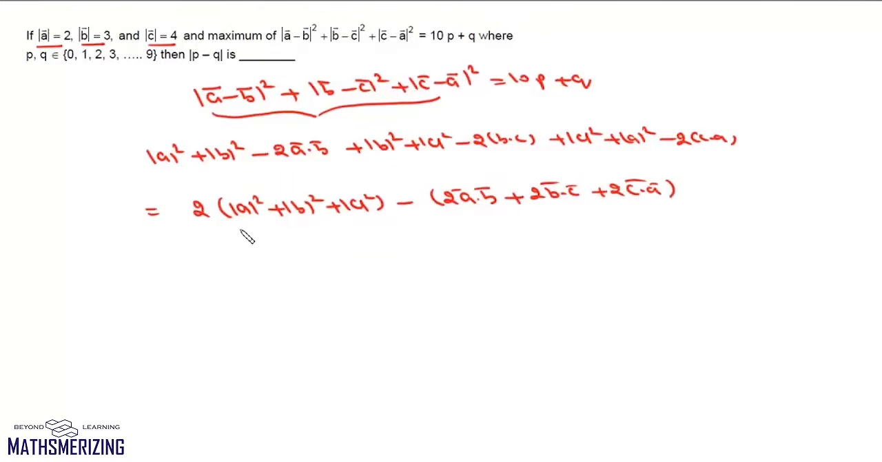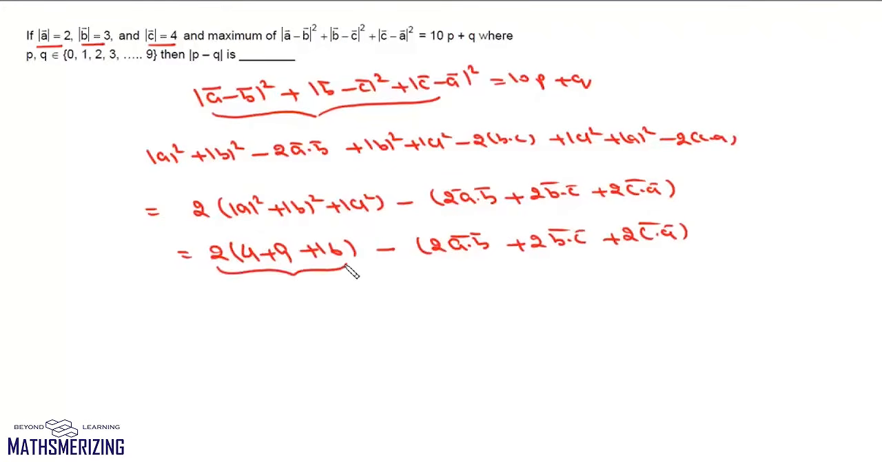Now mod A is 2, mod B is 3 and mod C is 4. So it will be 2 into, now this is 4 plus 9 plus 16, minus the quantity A dot B plus B dot C plus C dot A. Now this is 29 into 2, so it is 58. This expression will be maximum if the other expression is minimum. So we need to find the minimum value of A dot B plus B dot C plus C dot A.